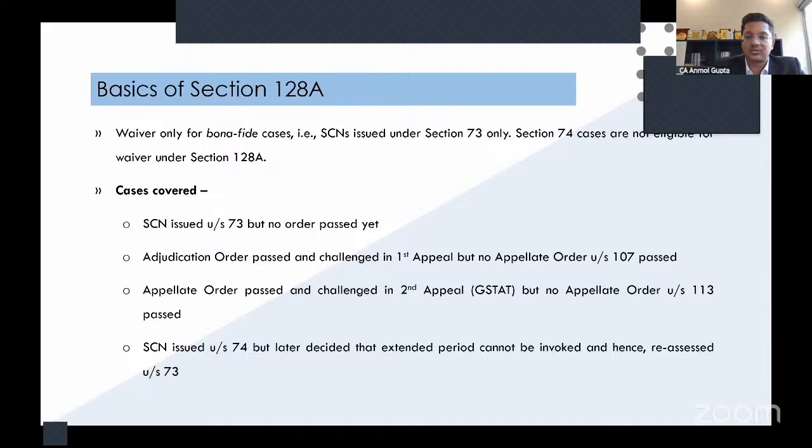Now, the fourth important issue that is also covered under this scheme, that is why I said that this is a forever scheme. This is not a scheme which is in force only till 31st of March or 30th of June. This is a forever scheme. You can even avail the benefit of this scheme after 10 years from today.